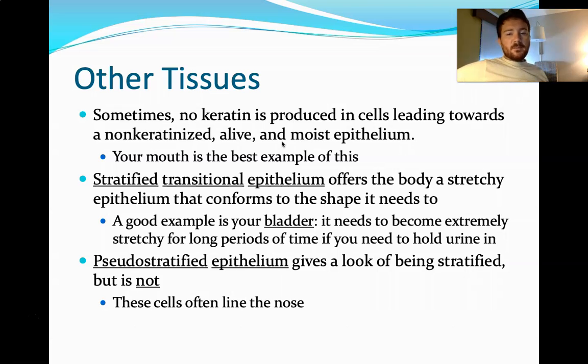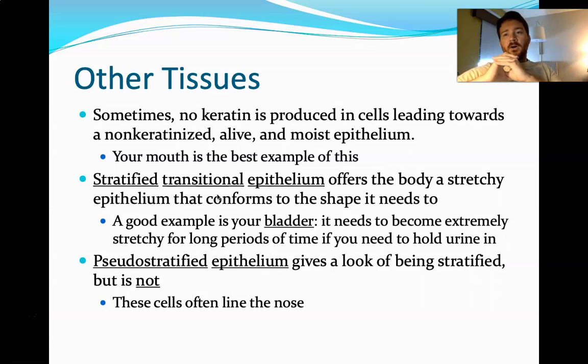Stratified transitional epithelium offers the body a stretchy epithelium that conforms to the shape it needs to. So you notice here stratified means multiple layers, and transitional means that it can actually adjust the shape it is. So sometimes it's columnar, sometimes it's cuboidal, sometimes it's squamous. Your bladder is a great example.